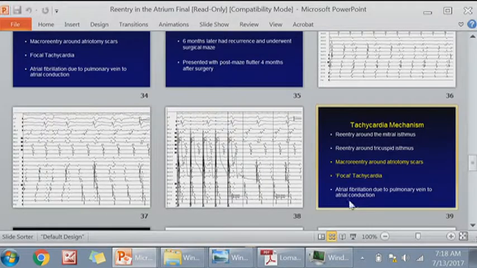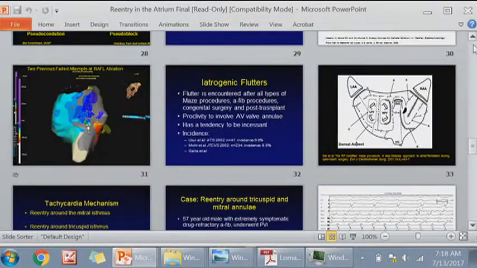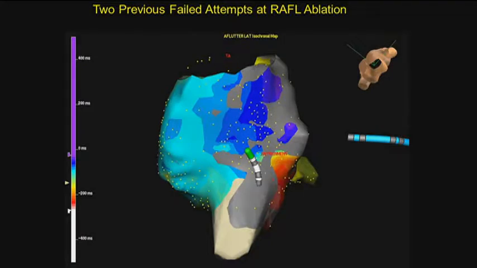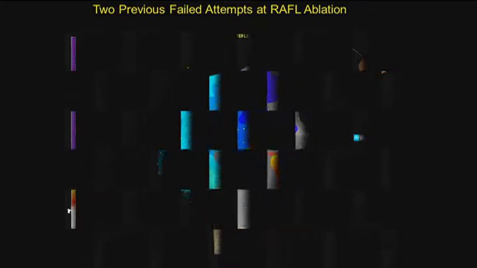tricuspid IVC isthmus. One other additional point to be kept in mind is it doesn't take much. It is not as if you're dealing with a thick isthmus. Sometimes even the tiniest region is enough to sustain any flutter, and I think this is very important for post-MAZE flutters.